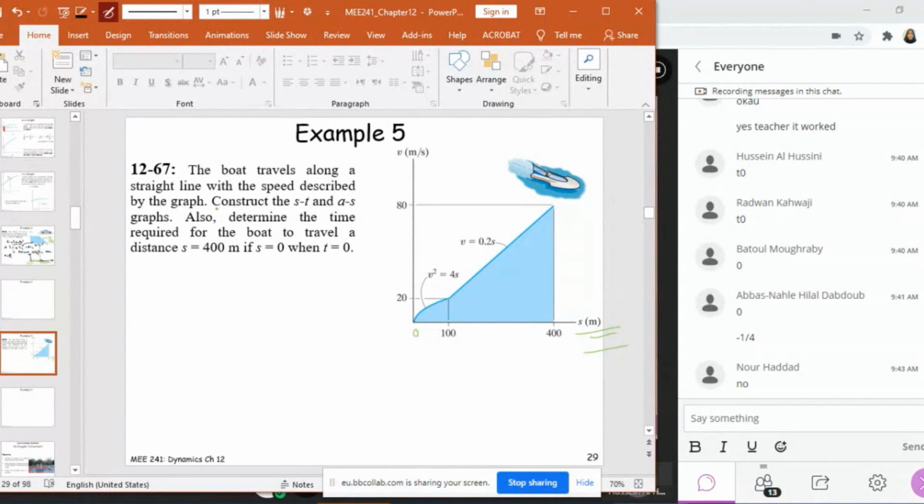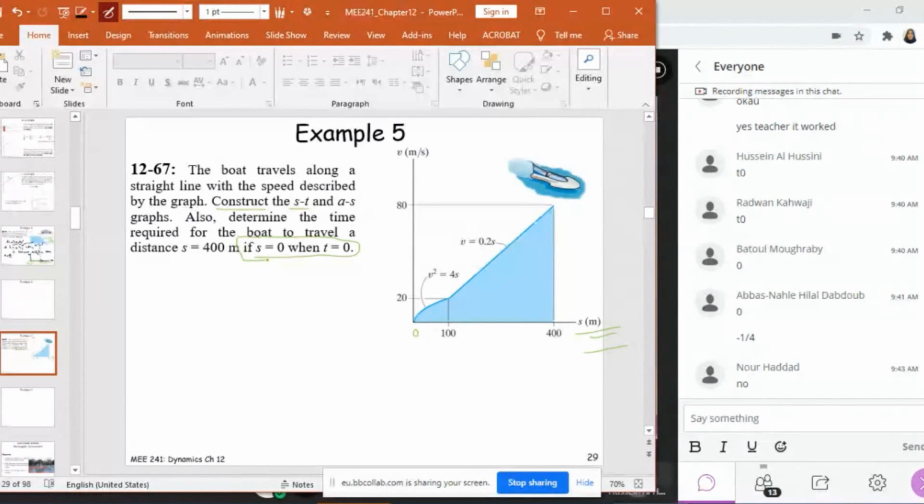Now, the question is to what? It is to construct. Construct, guys, it's not the same as plot or draw. In construct, you should describe how you can draw this curve, all right? So construct S versus T and A versus S. First of all, I should construct S versus T, and then A versus S, and also determine the time required for the boat to travel a distance S equal to 400 meters if S is equal to 0 when T is equal to 0, and this is a very important condition. As we're gonna see why, guys, because we cannot find the answer of this problem unless we know this condition.